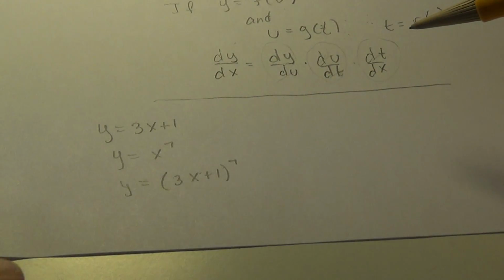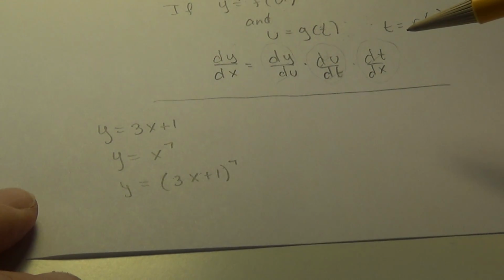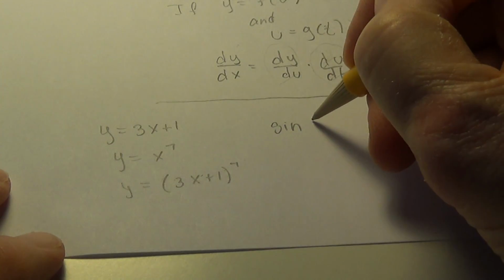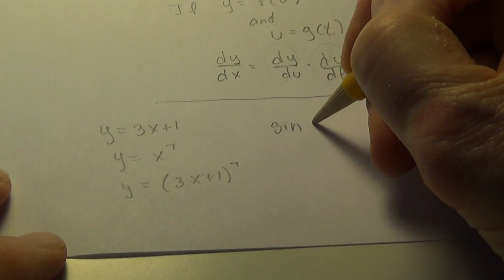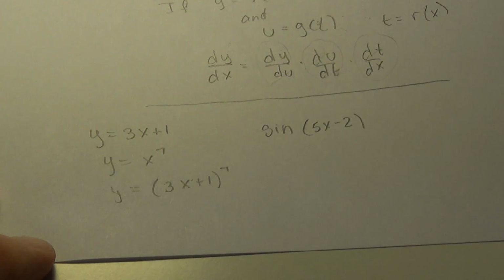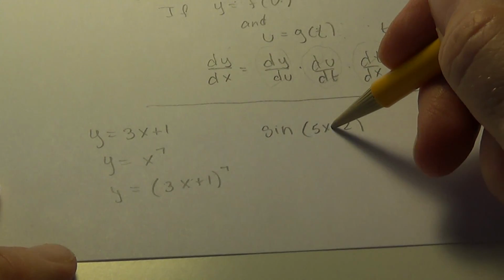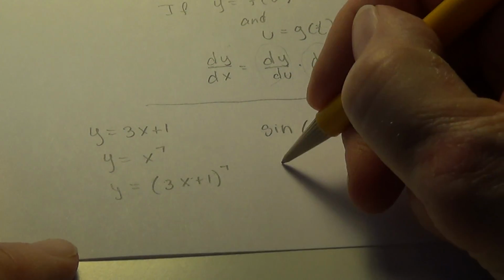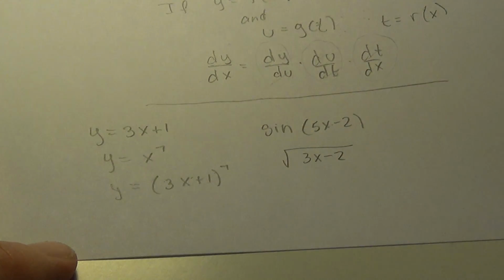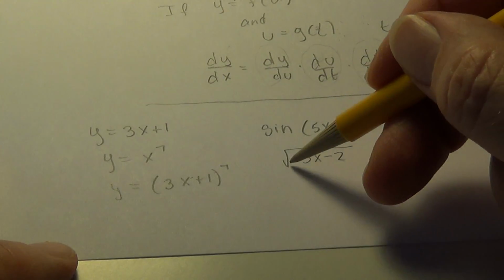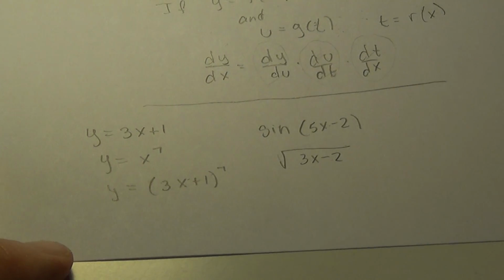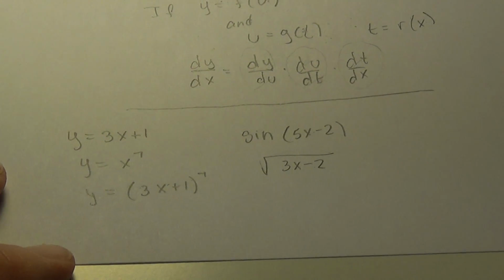How about a situation where you have sine of 5x minus 2? It is a candidate. Outside function, inside function. What about the square root of 3x minus 2? It's a candidate. Outside function, inside function. So if you can find a function within a function, you can do the chain rule.